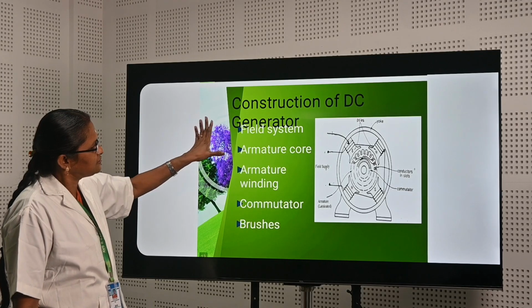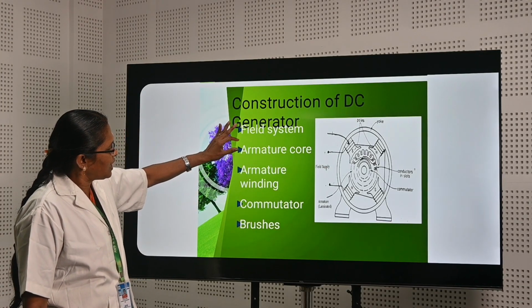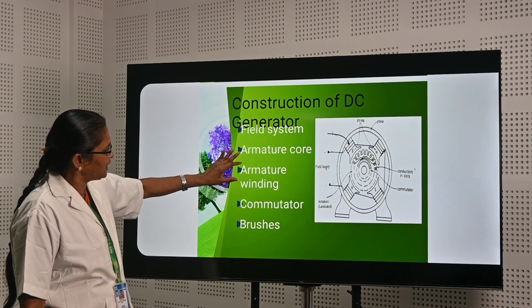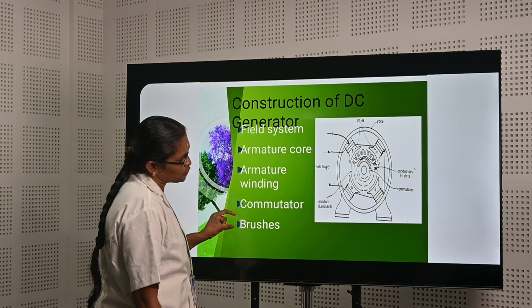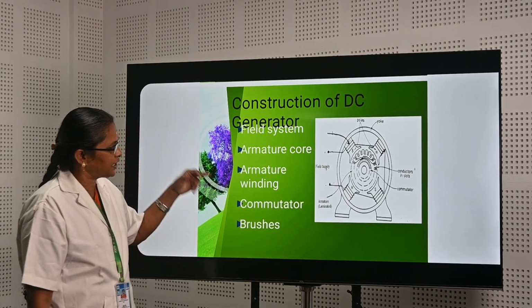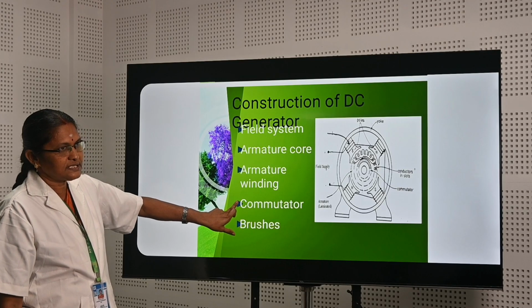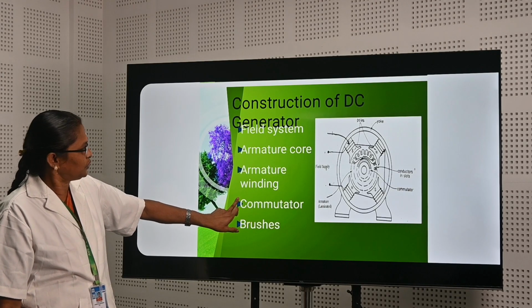Here this figure shows the construction of the DC generator: field system, armature core, armature winding, commutator, brushes. The brushes are used to take the supply from the generator. Commutator, as I already told, is nothing but a rotating device. It converts the AC into DC.